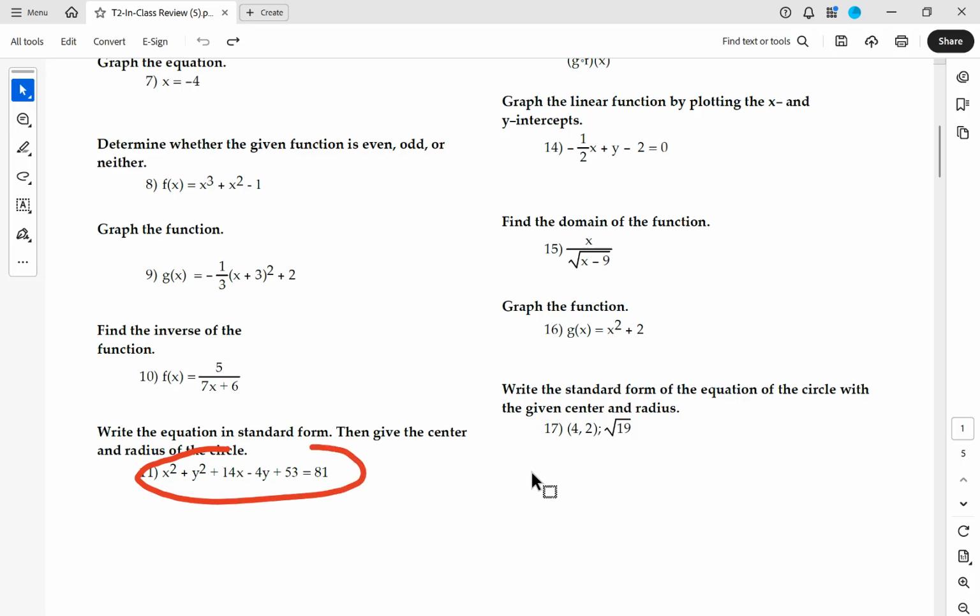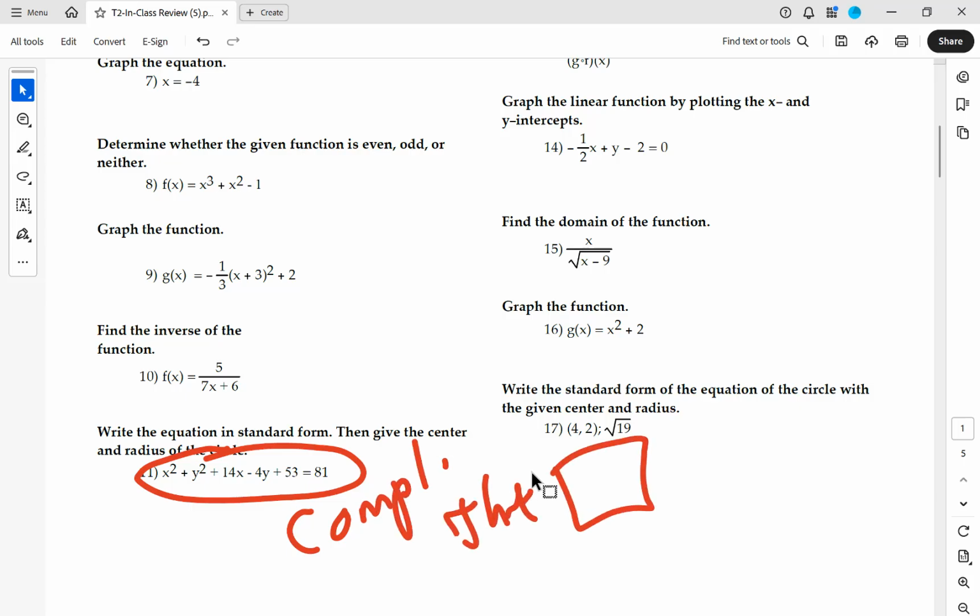Okay, this one here, you need to know how to do this by completing the square. So this involves completing the square. That's the trick that will allow you to do that. Be sure you know that.